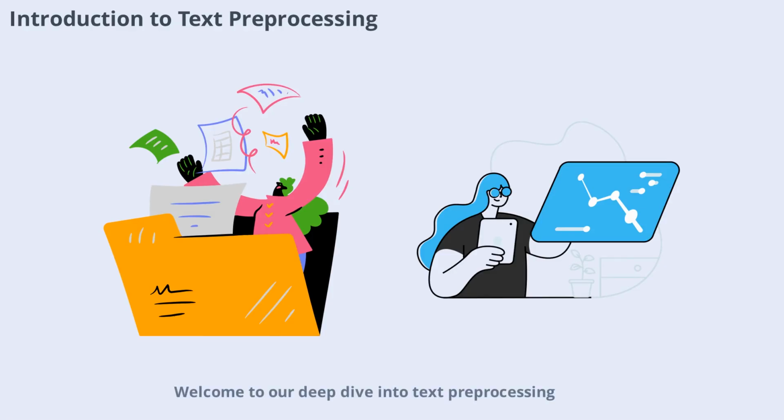Welcome to our deep dive into text preprocessing, a fundamental step in the world of text mining. Before we can extract meaningful insights from text data, we need to prepare it properly. Text preprocessing transforms raw, unstructured text into a clean and structured format, making it ready for analysis. This process is crucial because real-world text is often messy, filled with inconsistencies, errors, and irrelevant information.